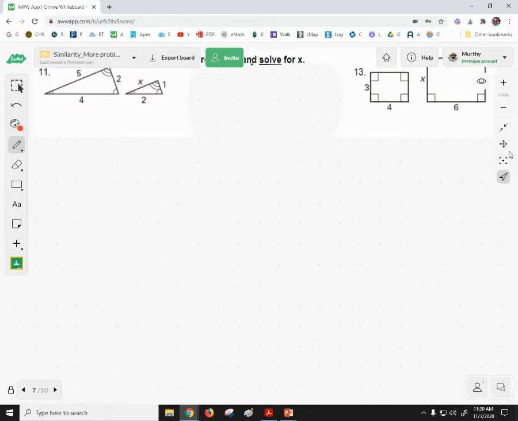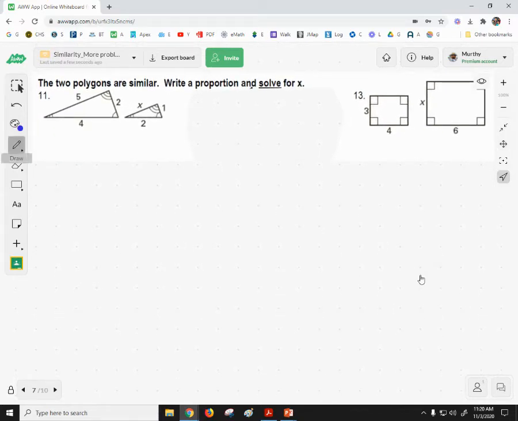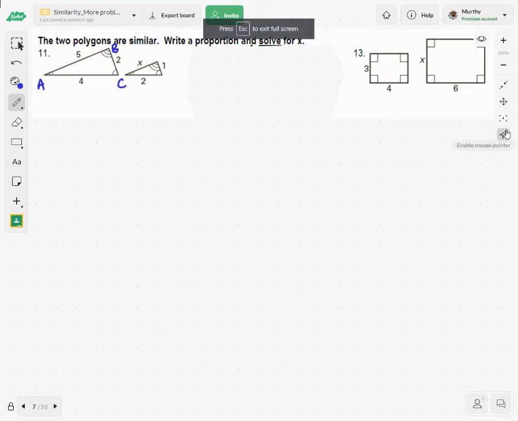One more question. The two polygons are similar. Write a proportion and solve for x. So it's clearly mentioned that these two triangles are similar in the first case. Let me label it as maybe A, B, and C. A, B, C. And the other triangle, let me take as P, Q, R.